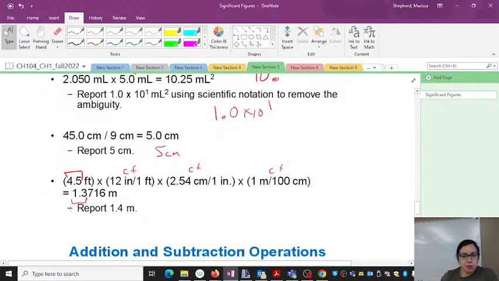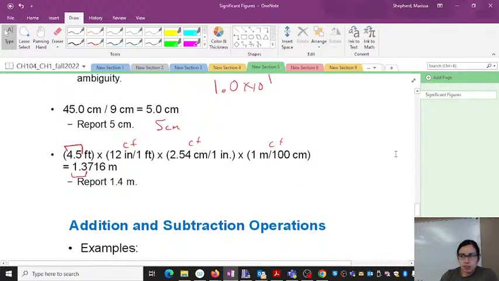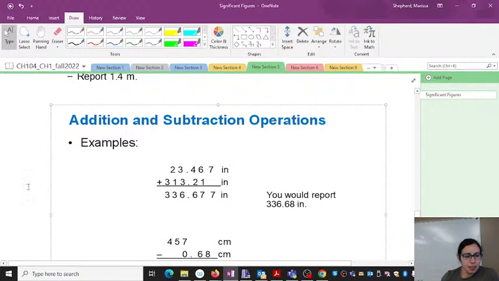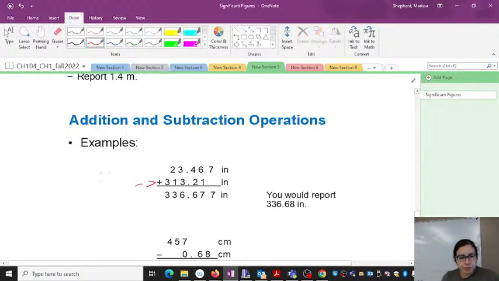So hopefully that helps you with lab. And then let's look at addition and subtraction. In this example we have 23.467 plus 313.21. Notice our limiting one is going to be this 313.21, since it's only reported 2 after the decimal place. That means we have to report our final answer to just 2 after, and so that's why they rounded it to 336.68 there.